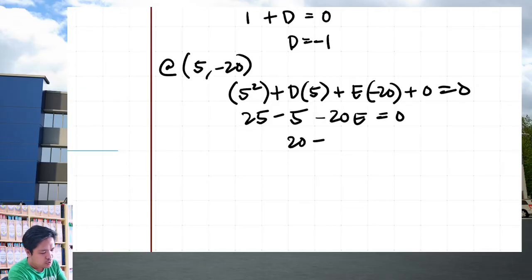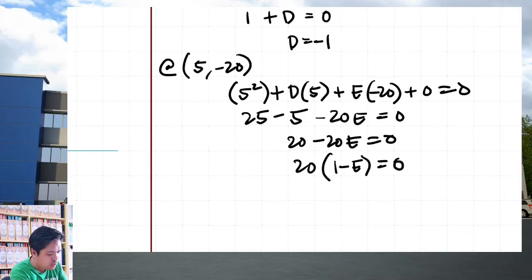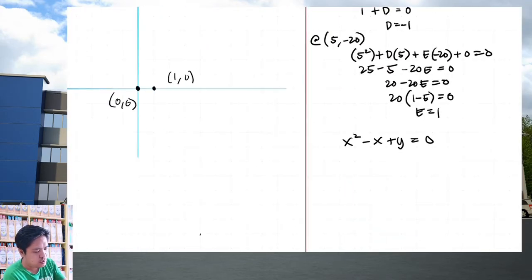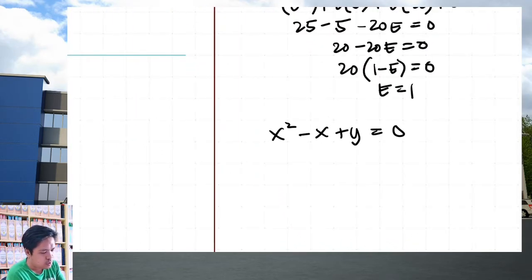That's 20 minus 20e equal to 0. So 20 times 1 minus e, so e is equal to 1. So the equation now is x squared plus or minus x plus y equal to 0. So this is our parabola.